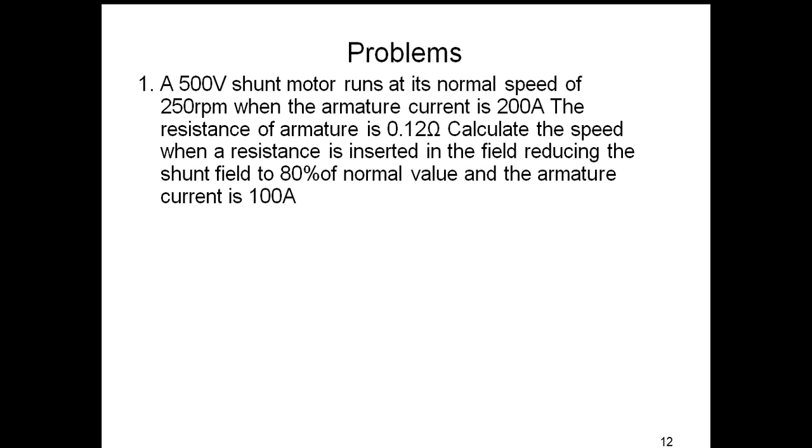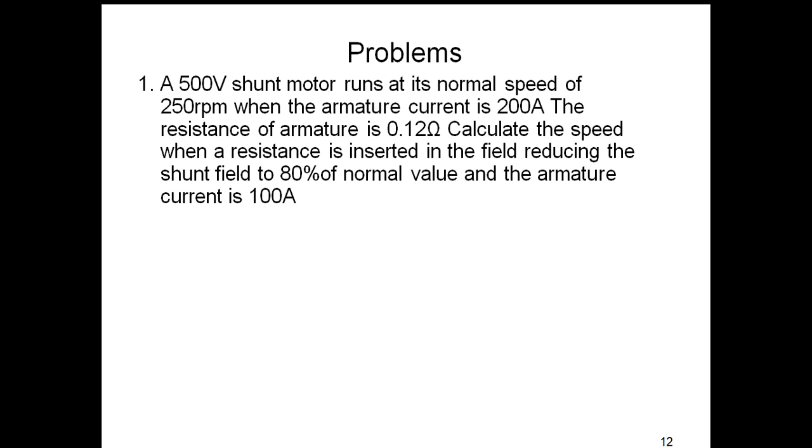Now let us see the various problems on the speed control. The first problem is a 500-volt shunt motor runs at its normal speed of 250 rpm when the armature current is 200 amperes.